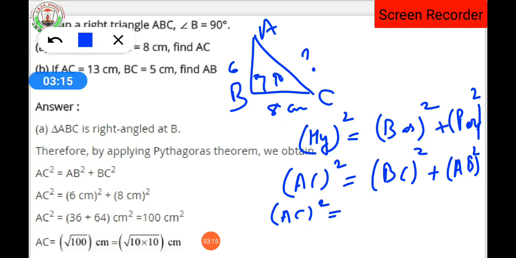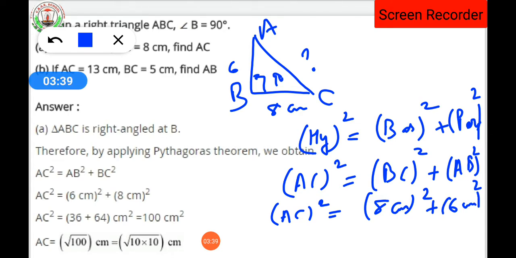Now BC value is given in the question itself, that is from the figure also you can see that BC is given as 8 centimeters, squared, isn't it? Then AB, that is the perpendicular. Whether you write perpendicular first or base first, the formula will remain the same, no changes will be there. Okay, so AB is equal to 6 centimeters the whole square.